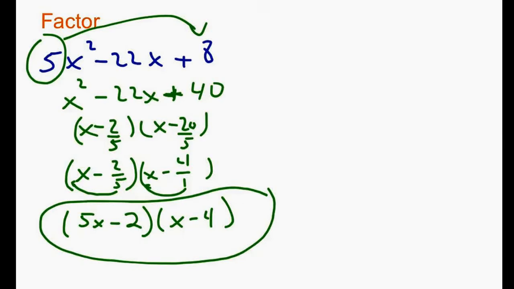Don't forget, if you're ever not sure about your answer, use the FOIL method to multiply them and see if you get the original polynomial.